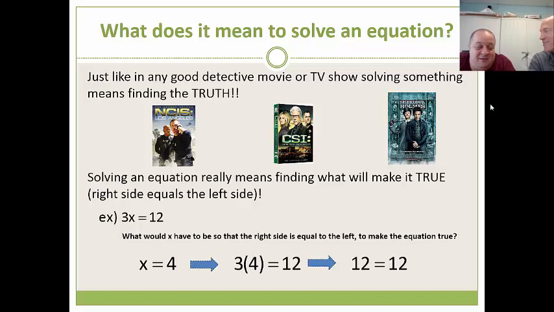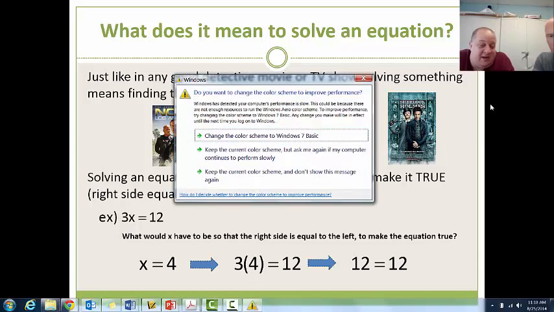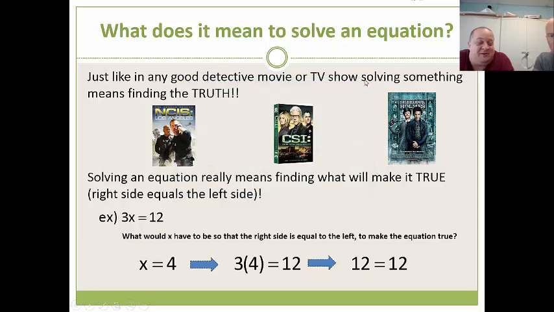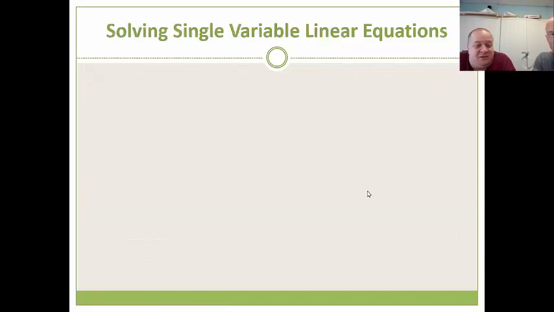Oh, but it tells you the answer right now anyway. It does. So x equals 4. And so we can then put a 4 where the x was and say 3 times 4 equals 12. So then we know that 12 equals 12. Isn't that great? Makes things simple. Let's move on to our next one.